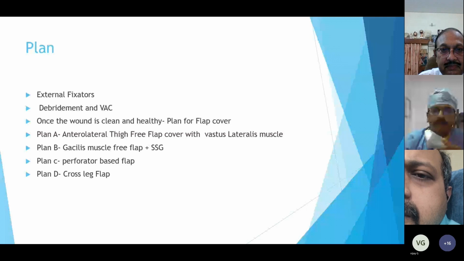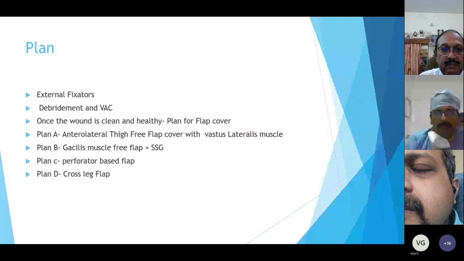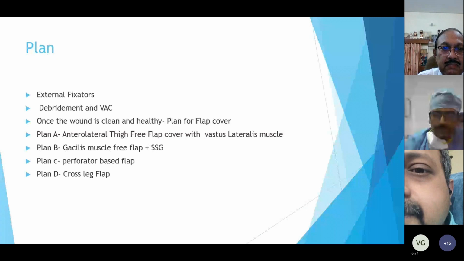Plan A would be an anterolateral thigh free flap cover with a vastus lateralis muscle. Plan B will be a gracilis muscle free flap with skin grafting. Plan C is a perforator based flap. And plan D is cross leg flaps.